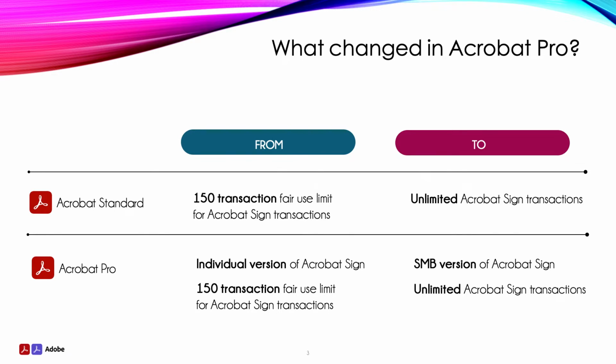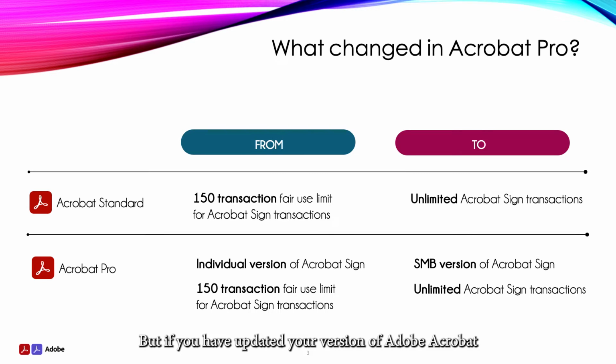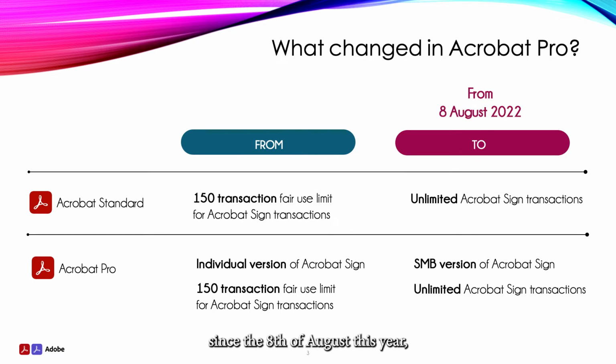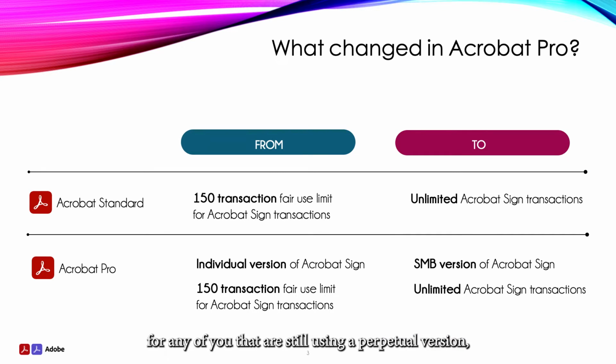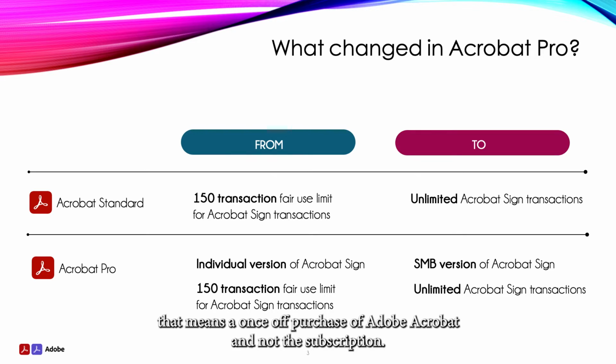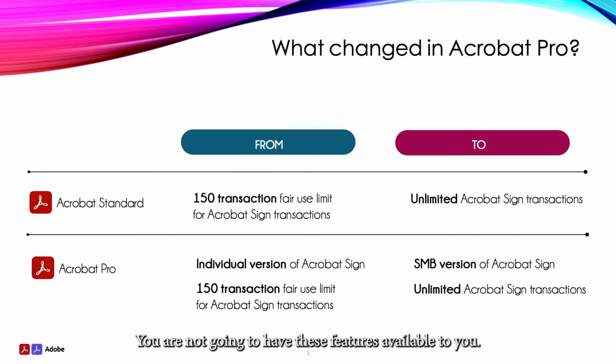to top it up. But if you have updated your version of Adobe Acrobat since the 8th of August this year, then this has changed to an unlimited number of Adobe Acrobat Sign transactions within Acrobat Pro, and it is now giving you access to the SMB license. For any of you that are still using a perpetual version, that means a once-off purchase of Adobe Acrobat and not the subscription, you are not going to have these features available to you.